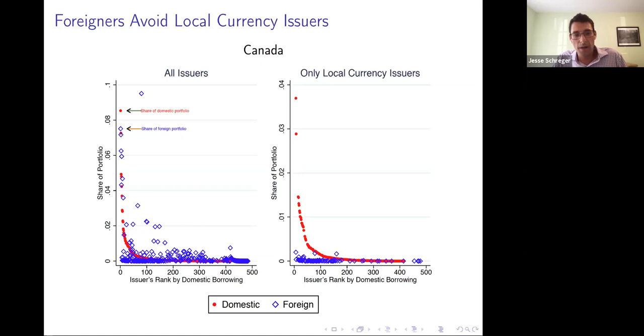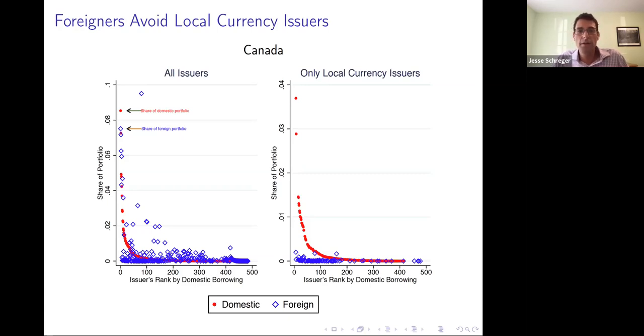So again, on the left, closer to 0 and 1, those are the bigger firms. We've sorted them according to their size in the domestic portfolio. On the y-axis, it's how much of the domestic portfolio in red or the foreign portfolio any given firm accounts for. The red dots are how much of the domestic portfolio a firm accounts for. The blue diamonds are how much of the bonds issued by the same firm show up in foreign portfolios.